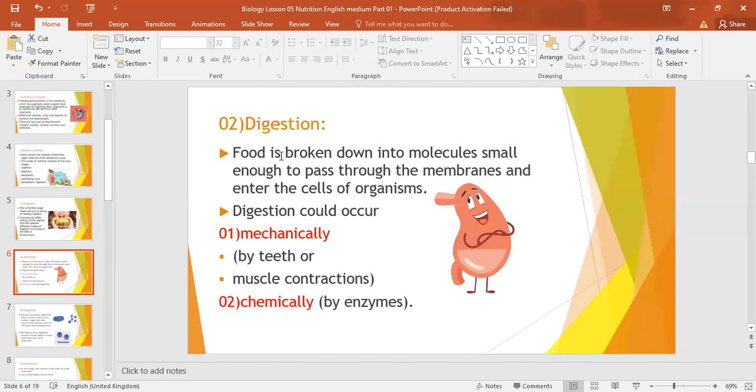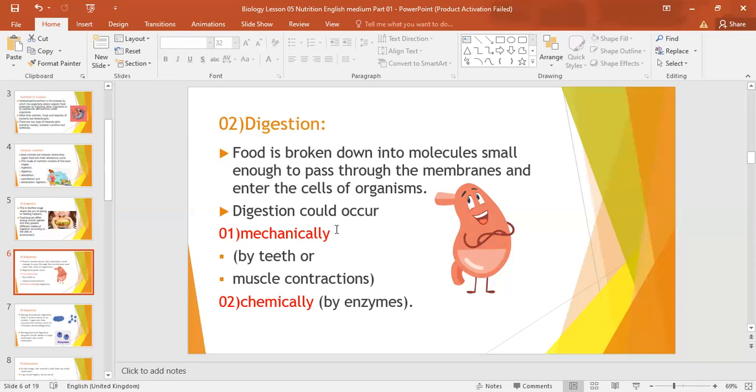Okay, how is it happening? First, the food particles should be broken into smaller food particles. Then these food particles should be digested into the molecular level. Therefore, both these digestion methods are essential to organisms. Food is broken down into molecules small enough to pass through the membranes and enter the cells of organisms.